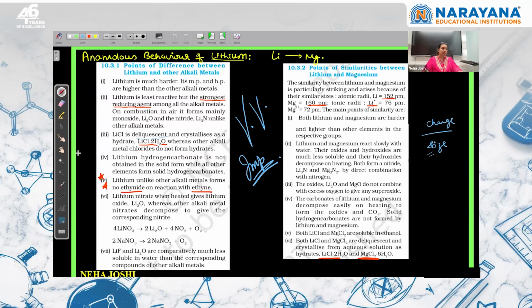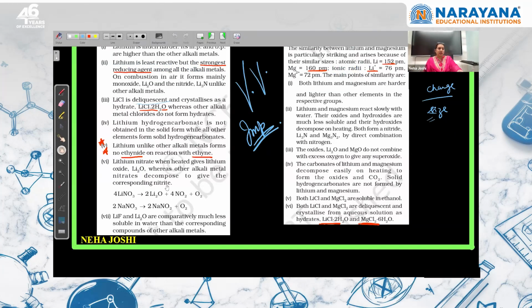Okay, so it is not behaving like this. Its nitrate when heated breaks to oxide, NO2 and O2, whereas for other first group members nitrite and oxygen are formed. Okay? LiF and Li2CO3 are comparatively much less soluble because they are far more covalent in nature.